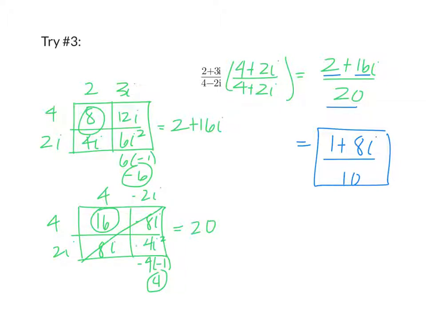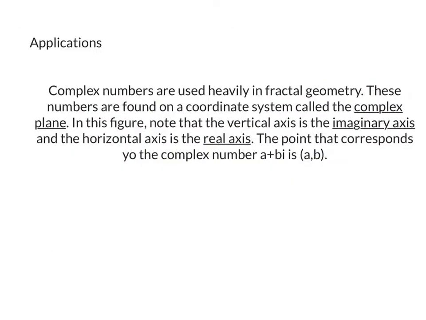All right, let's keep going. Complex numbers are used heavily in fractal geometry. These numbers are found on a coordinate system called the complex plane. In this figure, note that the vertical axis is the imaginary axis and the horizontal axis is the real axis.